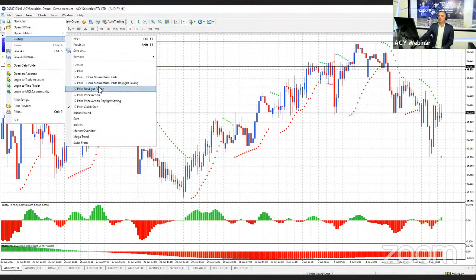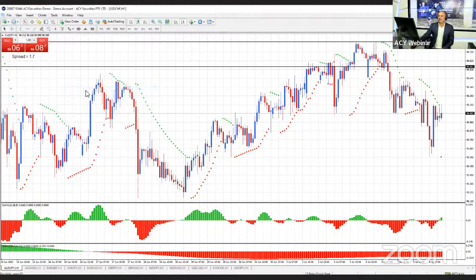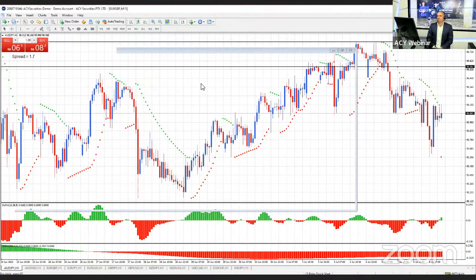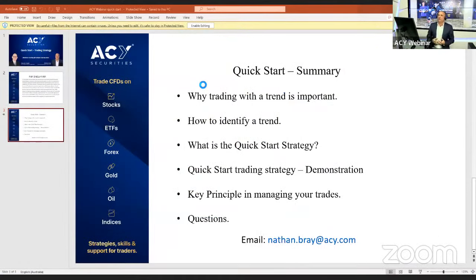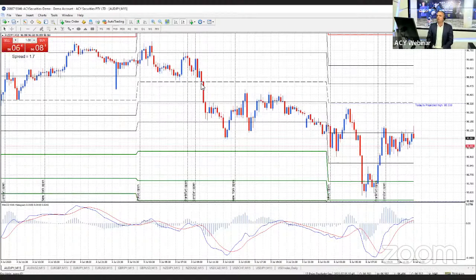So for example, let me show you one of the strategies here. You've got the 1 hour momentum trading strategy that's taught. You've also got an intraday one. Rather than using an hourly chart, you go down to look for more intraday trades, called the pivot system. Let me show you the 12 pairs daylight saving. This is when you're starting to get a little bit more advanced and looking for a shorter term intraday strategy.